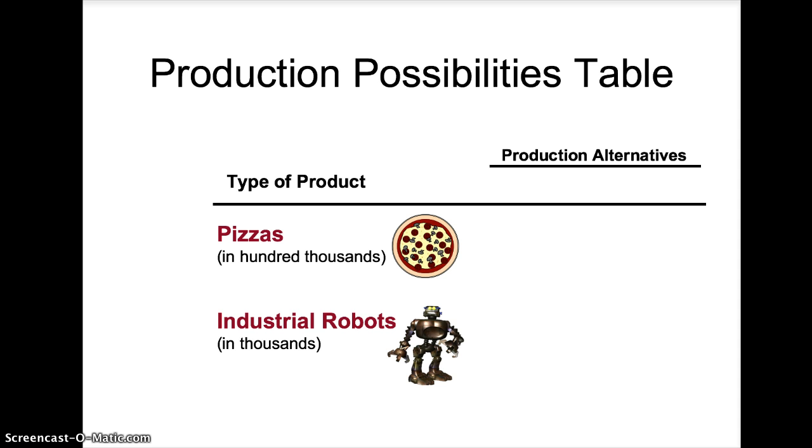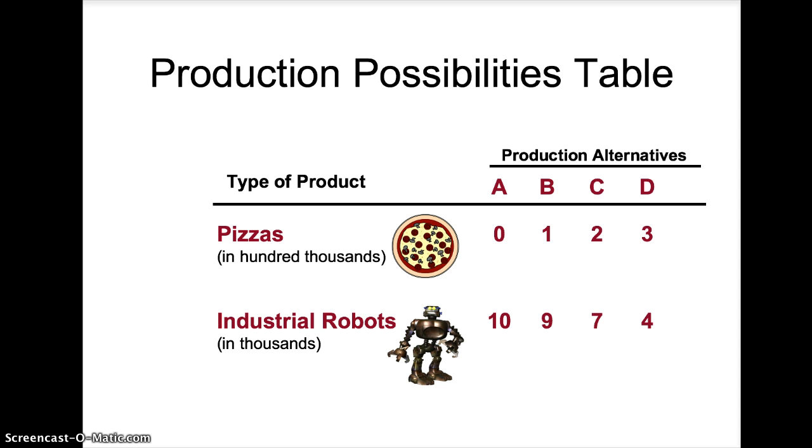But you can think of pizzas in hundreds of thousands and robots in the thousands to make this example more realistic. At production alternative A, the economy is going to use all of its resources in the production of robots. The economy will produce 10 robots and 0 pizza. At production alternative B, the economy will move some resources over to make pizzas. The economy will produce 1 pizza and 9 robots.